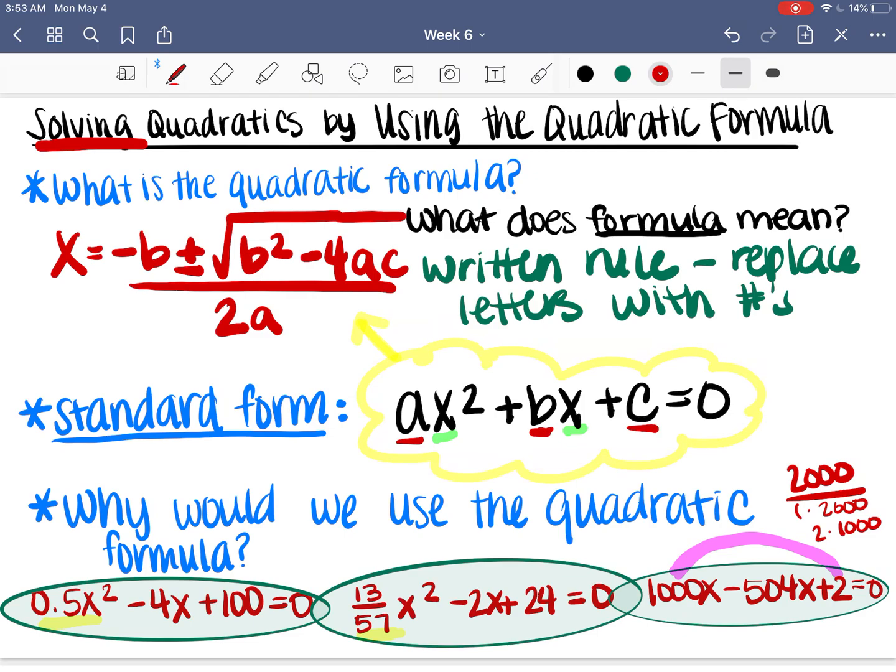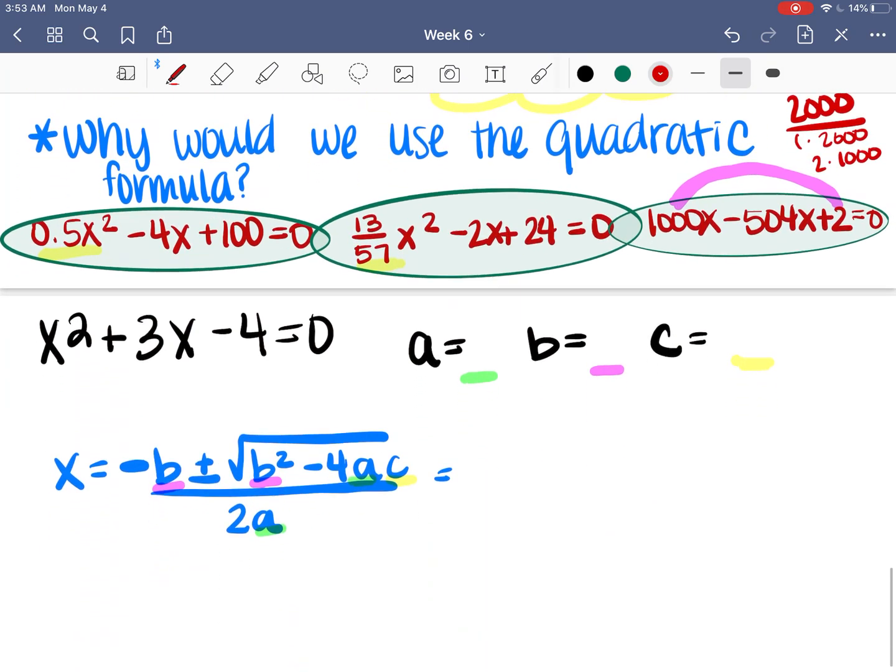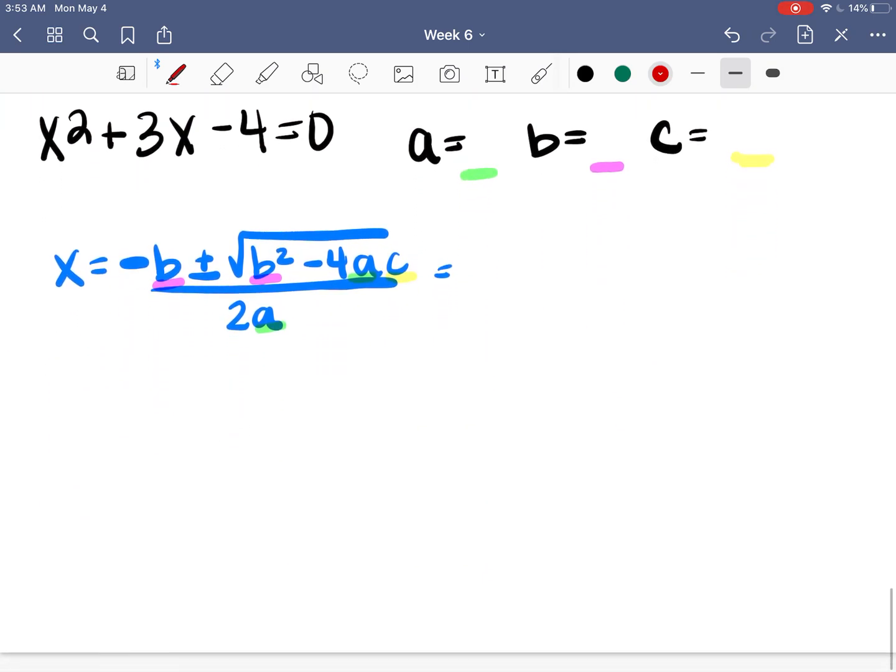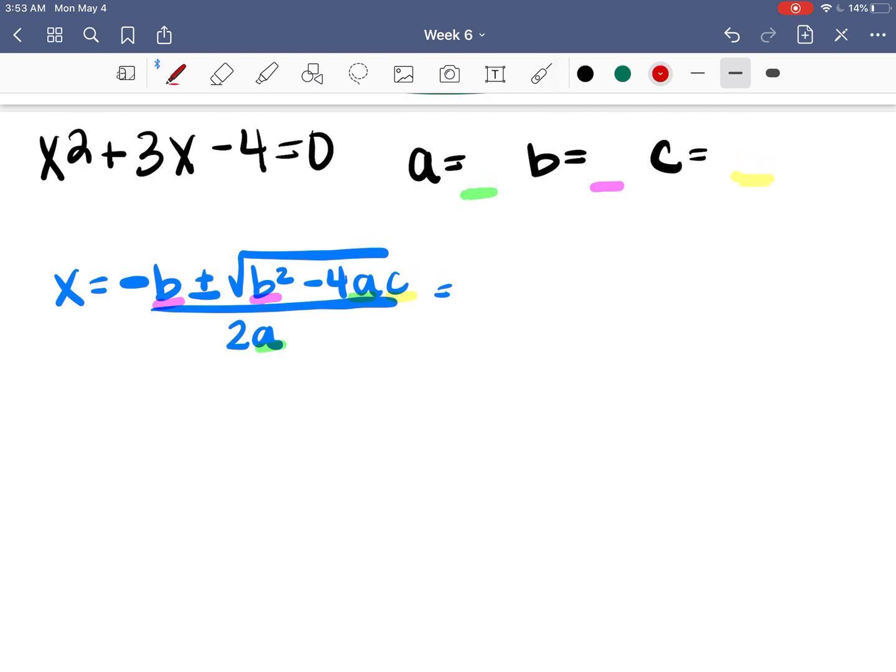All right, so we're going to do one example on using the quadratic formula. So let's say I give you this problem here. x squared plus 3x minus 4. The first step is to find out what your a, b, and c are. So we're going to take this equation and we're going to label it. We're going to find out what your a, your b, and your c are.